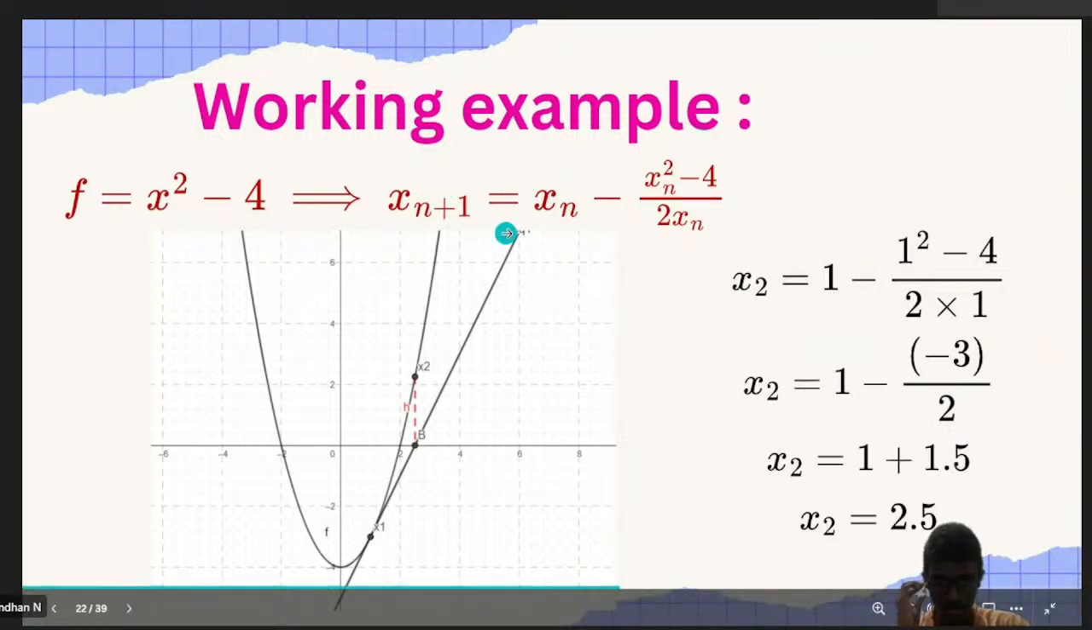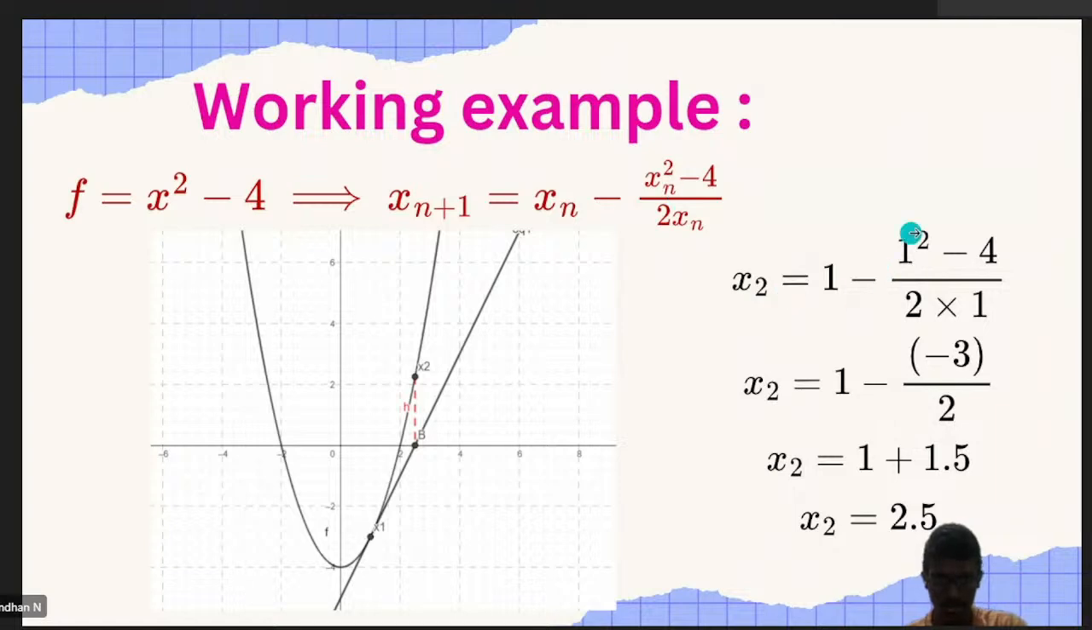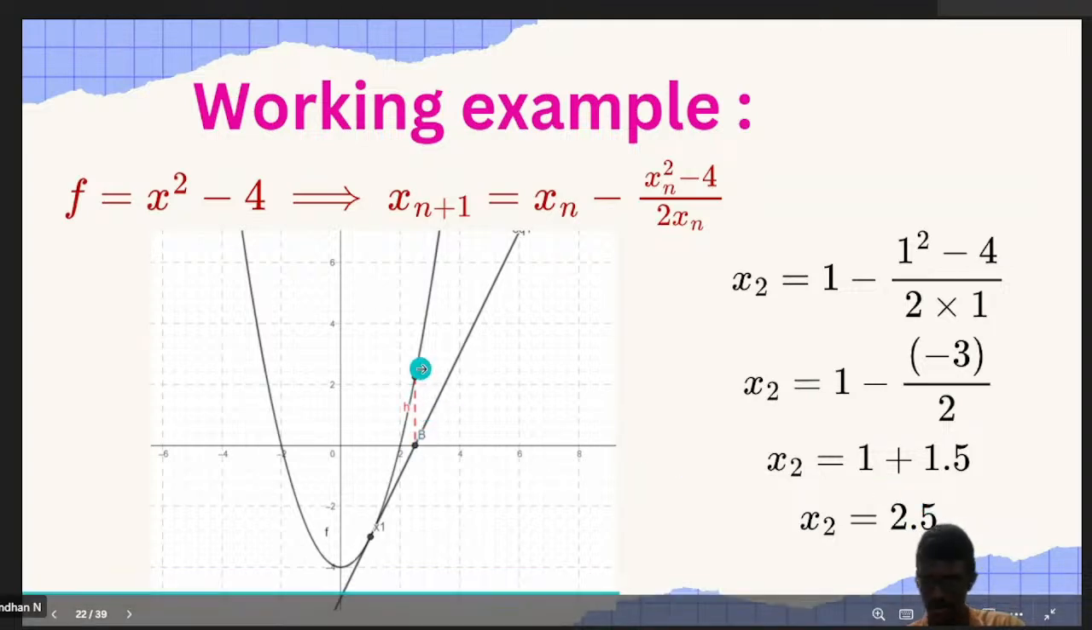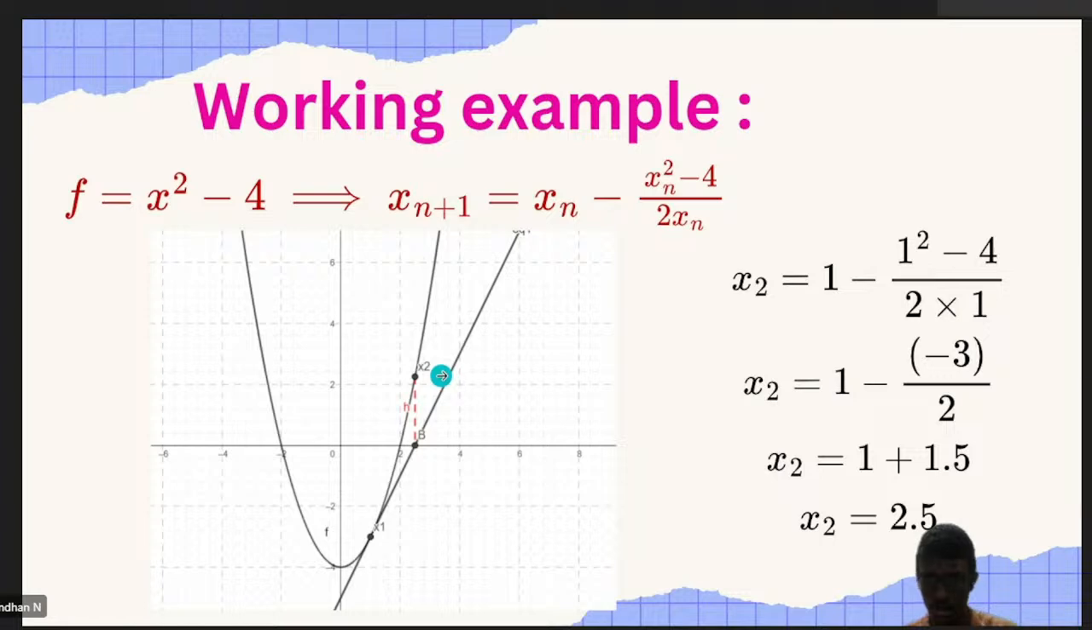If you substitute here, you will get 1 minus (x1 square minus 4), which is 1 square minus 4, so 1 minus minus 3 by 2, that is 1 plus 1.5, which is 2.5. Still, we ended up getting the solution. So this is what the second point is. Now, should we stop here? No. What does an iterative method do? Keep on repeating it until you converge to some point or diverge to some point, whatever. Now let's move on to the next.